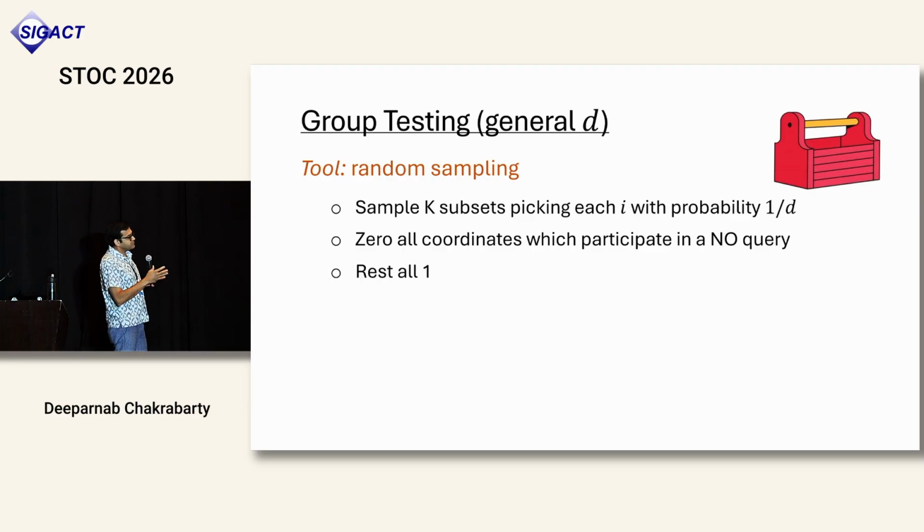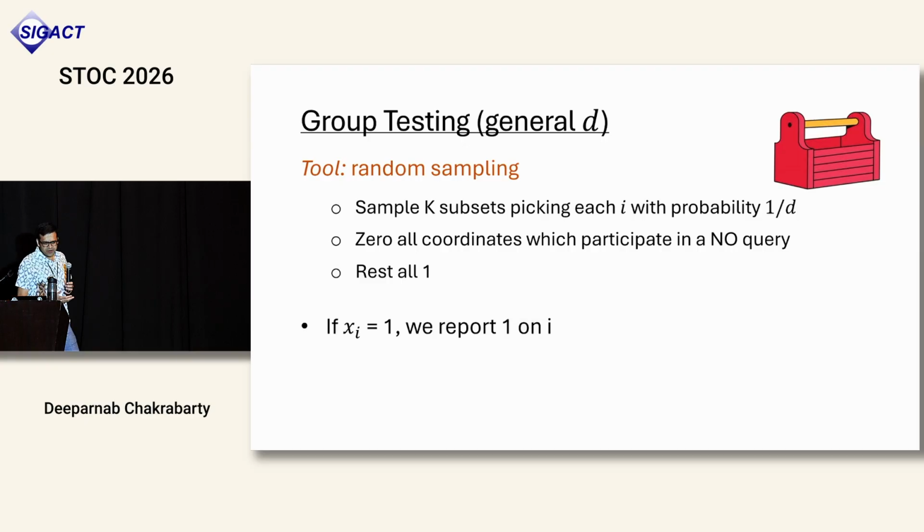So just to spend a little time on this, if you sample K subsets, where each subset contains i with probability 1 by d, and you query it, and if you see a no, that is, I have not hit the support, you immediately know that all of them must be zeros. So zero out all the coordinates which participate in a no query, and the rest, you just say they are all defective. Maybe you say more than d things are 1, but that's the algorithm. K is not specified, but we'll see what K is in a minute.